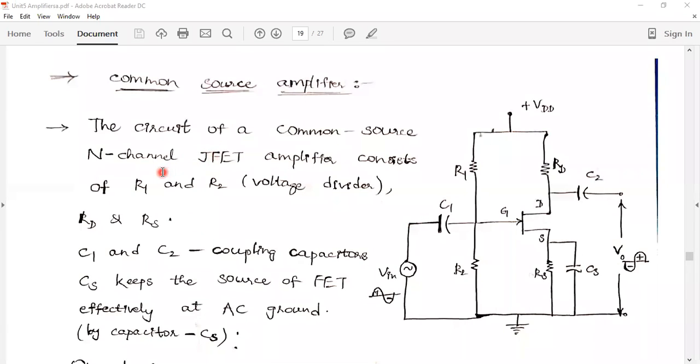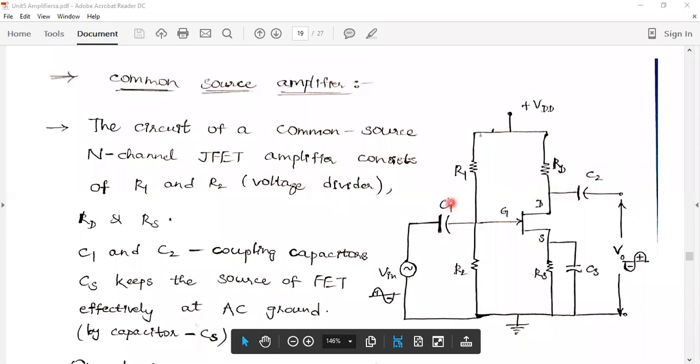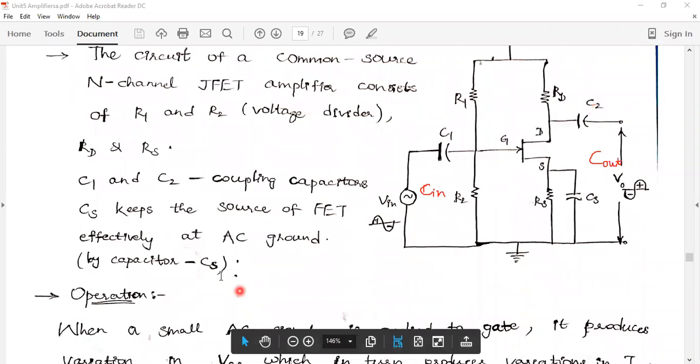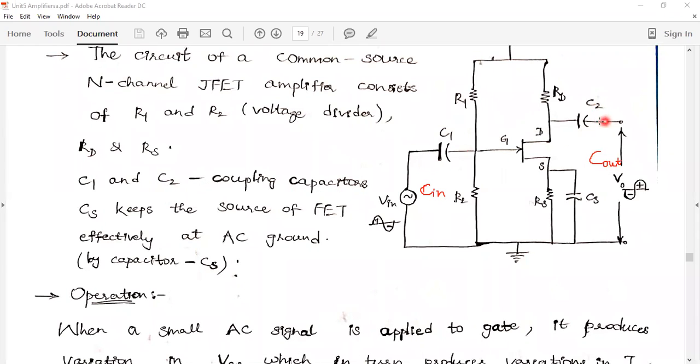The circuit of a common source n-channel JFET amplifier consists of the R1 R2 voltage divider, RD and RS. Similarly, this is the input capacitance, this is the output capacitance, and this is the bypass capacitor. This capacitor can be indicated as Cin, this one as Cout, and this one is Cs. C1 and C2 are coupling capacitors. C1 acts as an input capacitor, and Cout can be indicated as a CC capacitor.